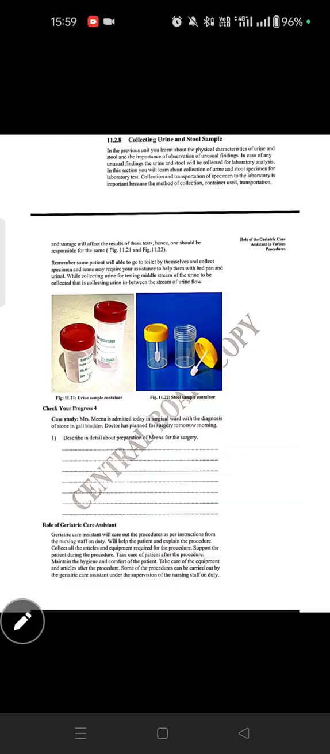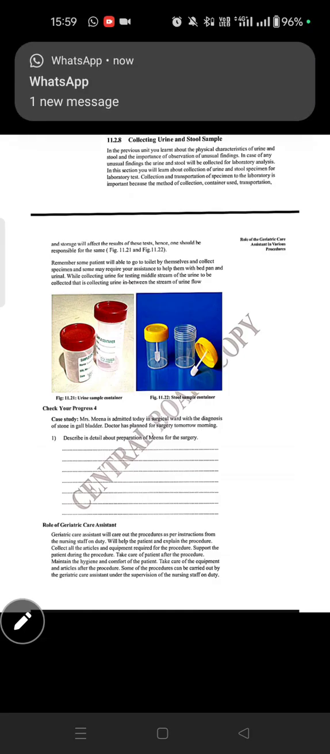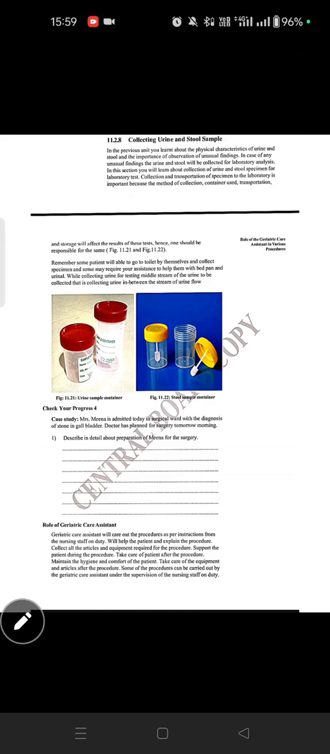Okay. Then how can we collect the urine sample? First clean the urethral and anal area. First we leave a small amount of urine outside. The midstream of the urine we should take, collect it, and keep that urine sample.